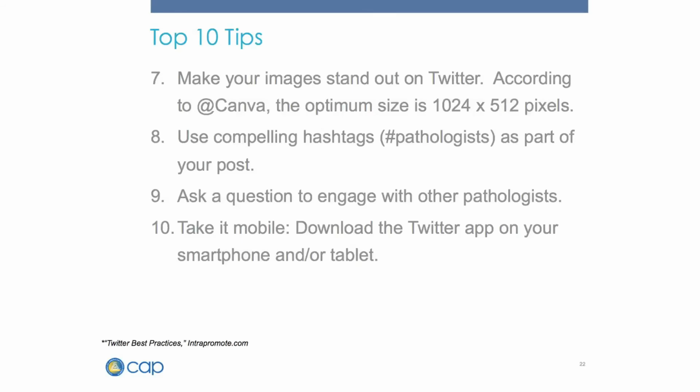Number 9, we've been talking about how to write engaging posts and also how to participate in discussions and connect with other people on Twitter. A great technique is to ask a question. If there's something that you want to connect with other CAP members or other pathologists about, just ask a question. It's a great way to start a conversation.